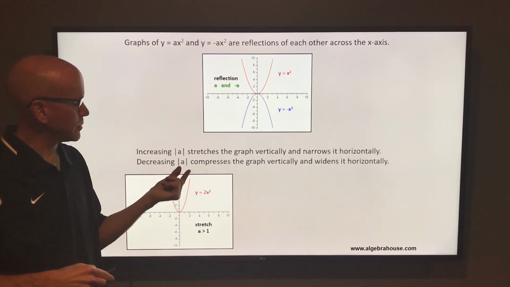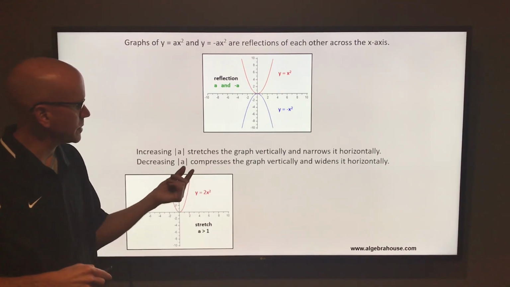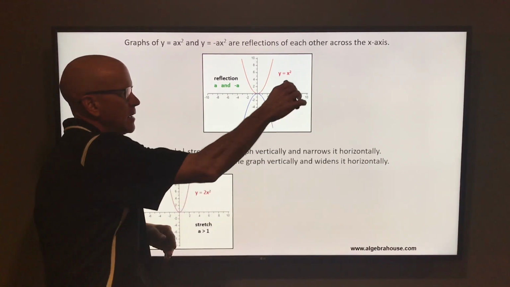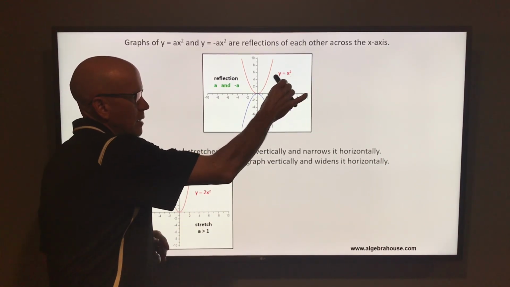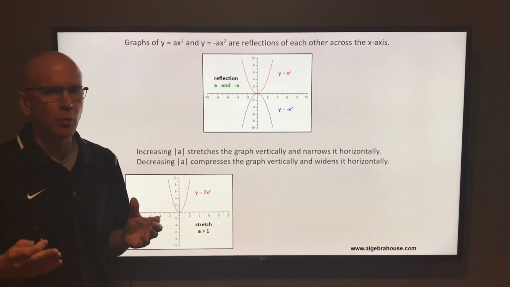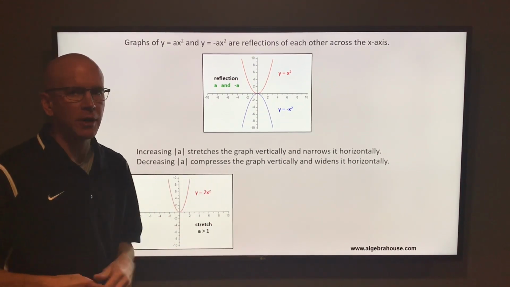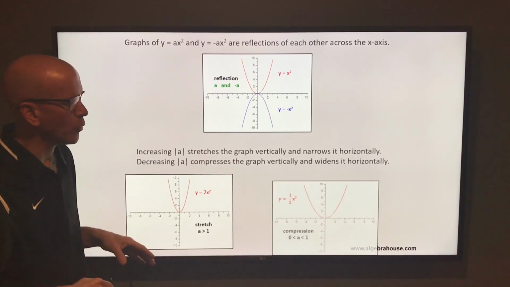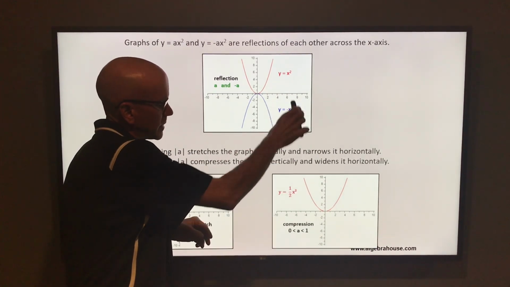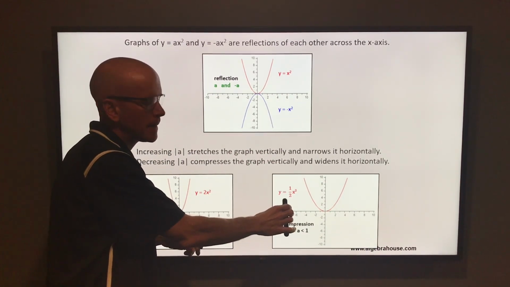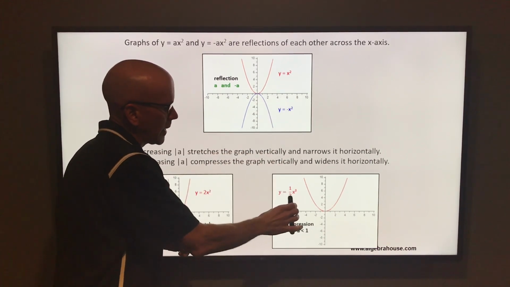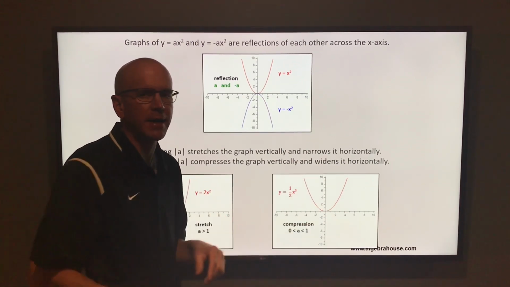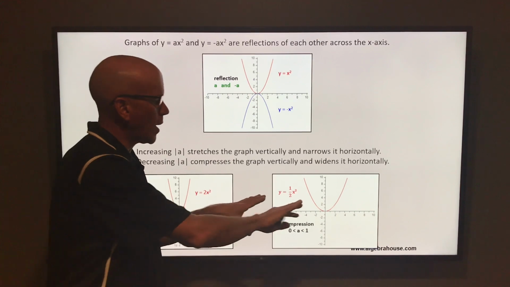If you decrease the absolute value of a, that's the number in front of the x squared, that compresses the graph vertically and widens it horizontally. So in other words, if you take y equals x squared and you multiply the y value by a number between 0 and 1, that will decrease the absolute value of a. That's going to compress the graph down toward the x-axis. So if we go from y equals x squared to y equals 1/2 x squared, where we're multiplying every y value on this graph by 1/2, that's going to compress the graph down toward the x-axis, or widen it out.